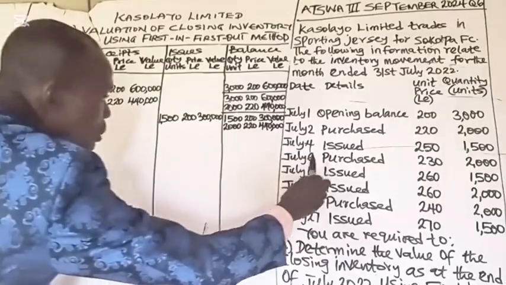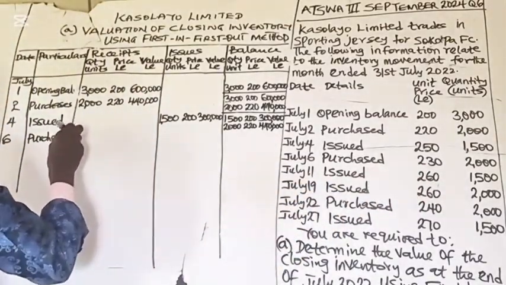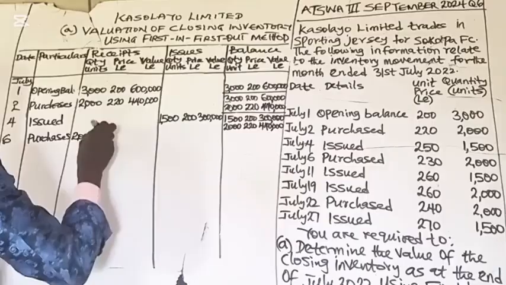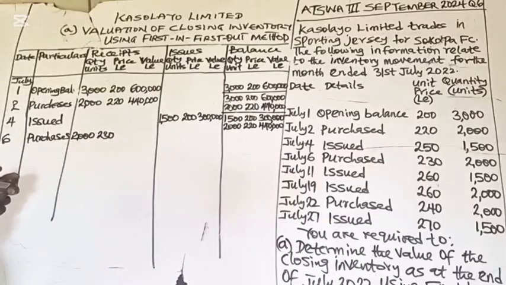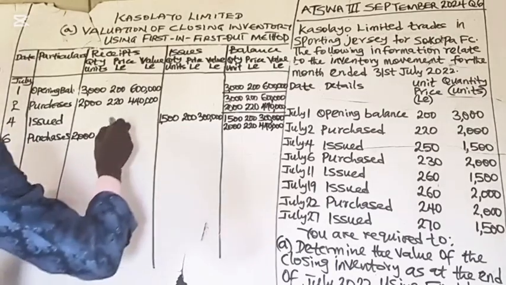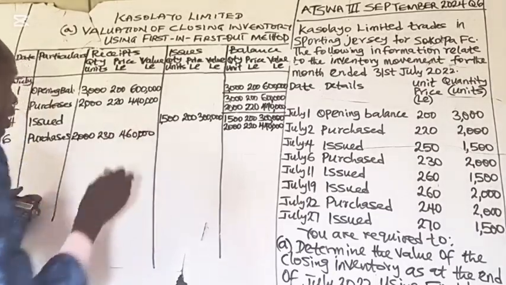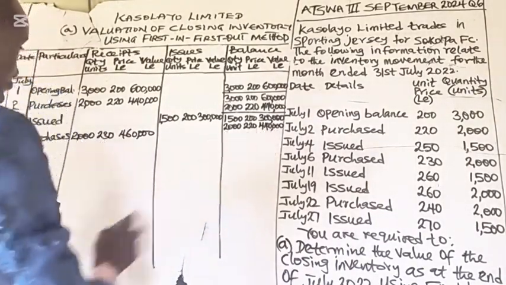And the unit bought is 2,000 at the price of 230. And how much is the value of that? 2,000 times 230 gives us 460,000. So this 460,000 will be added to what you have in the store.